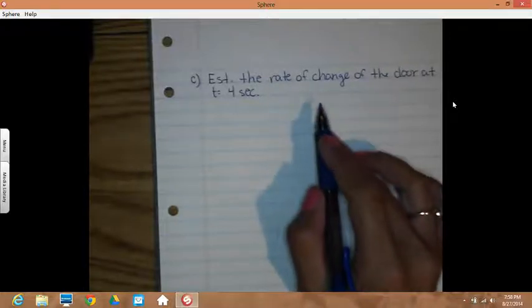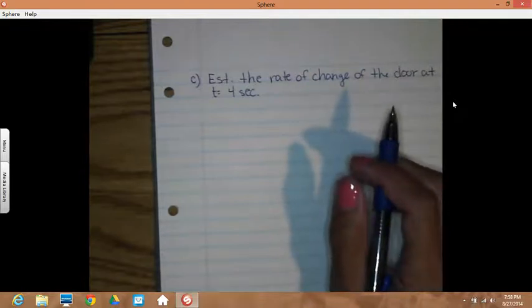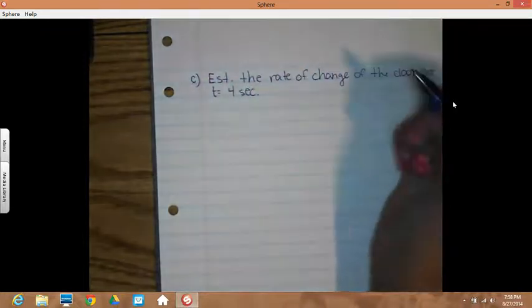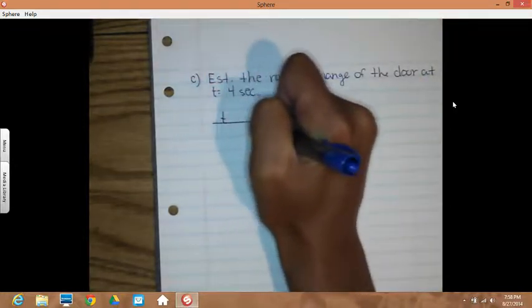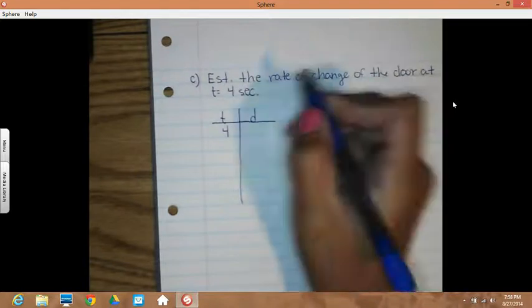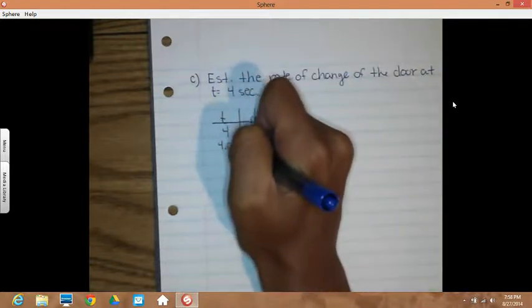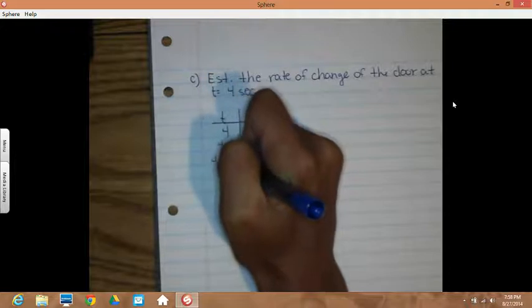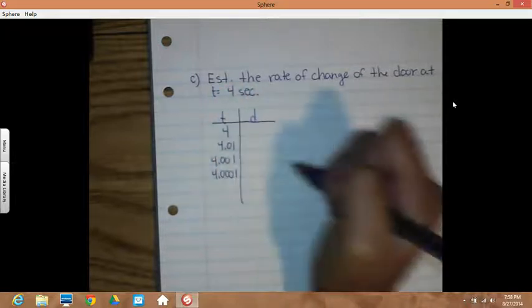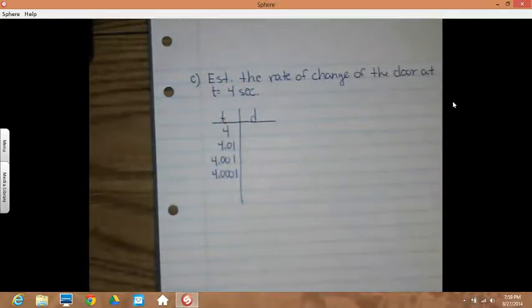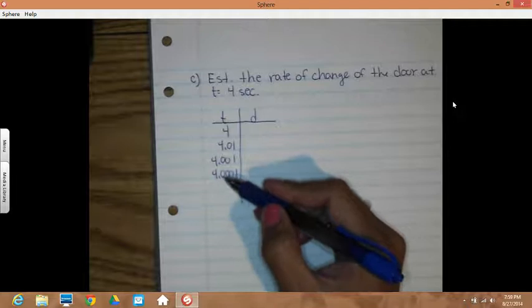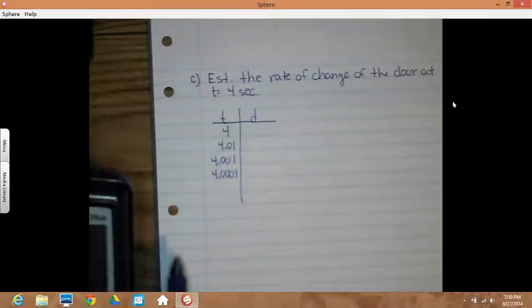Okay, so I want to do the same kind of thing I just did over there. So let's make the table. We'll just put it all in one table instead of making the different tables this time. And then the degree. So we want it at 4 seconds. I'm going to skip the 1. I'm going to go to 0.01, 0.0001, and 4.0001. Let's do 3 rates of change and see what we get. So all I'm doing is the closer I get to the 4 with my second point, the more accurate my estimate is.